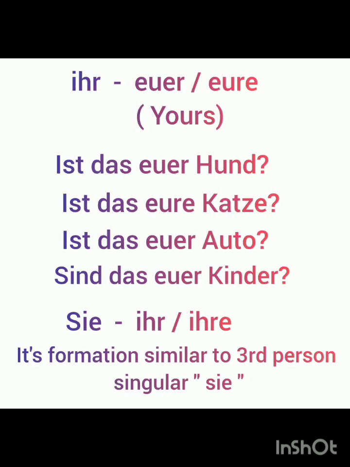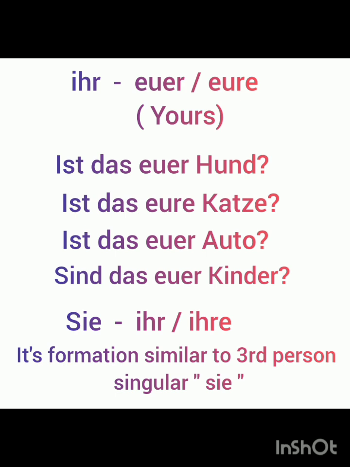Possessive pronoun of ihr is euer and eure. Here we should focus on the spelling because both of them have different spelling. The letters E and R are interchanging. For example, ist das euer Hund, ist das eure Katze, ist das euer Auto. Finally, sind das eure Kinder.